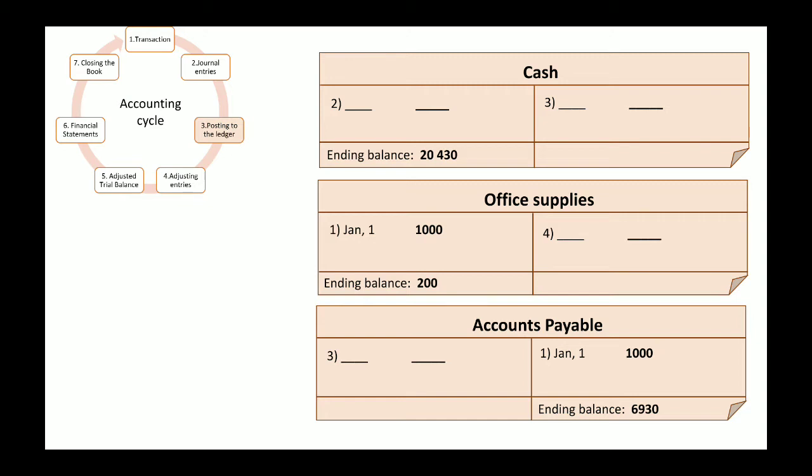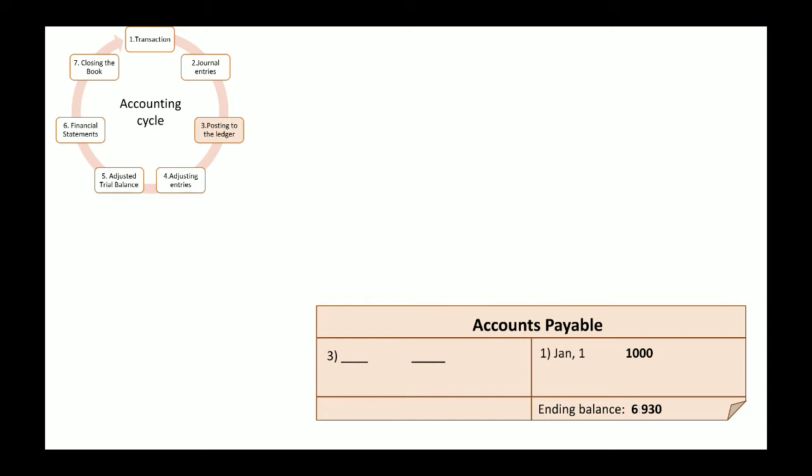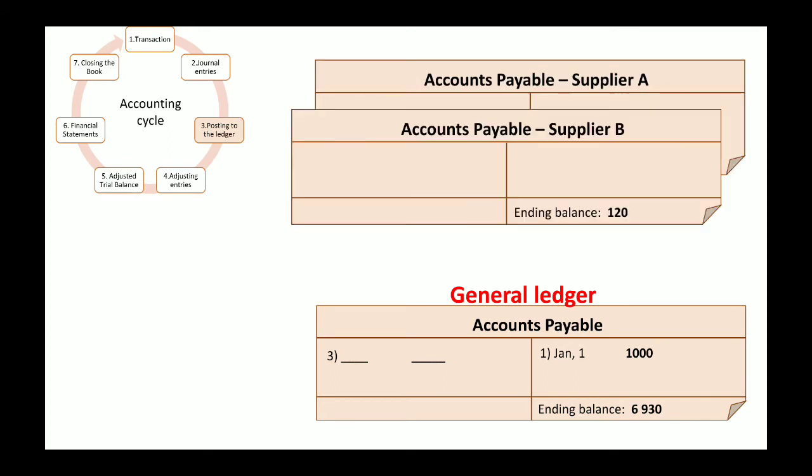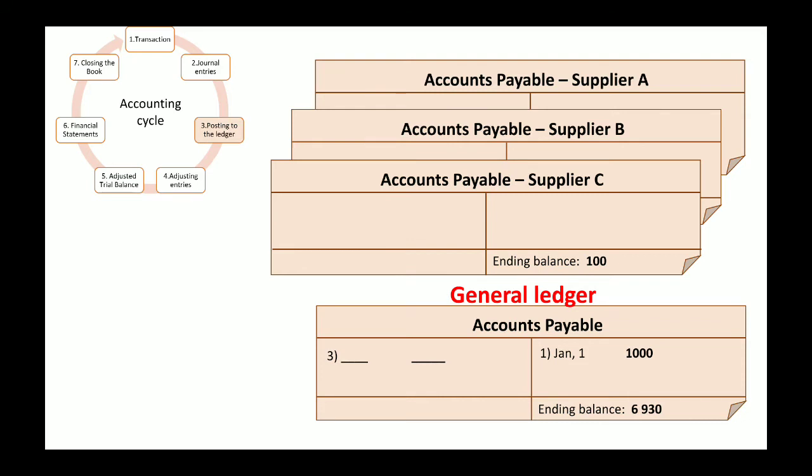There is another type of ledger, which we call subsidiary ledger. GL accounts payable may be made up of subsidiary accounts such as accounts payable supplier A, accounts payable supplier B, accounts payable supplier C, and others.